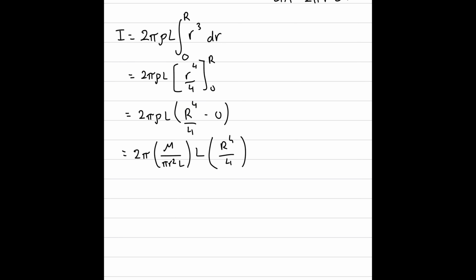Right. So pi cancels out, length cancels out, the 2 cancels with the 4, leaving you with 2. And then 2 of the R's cancel out. So you find that your moment of inertia is m R squared over 2.